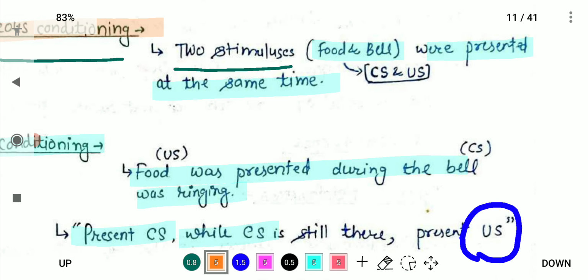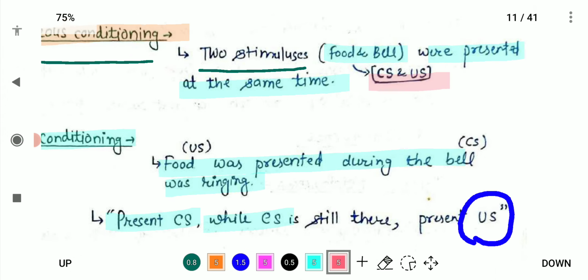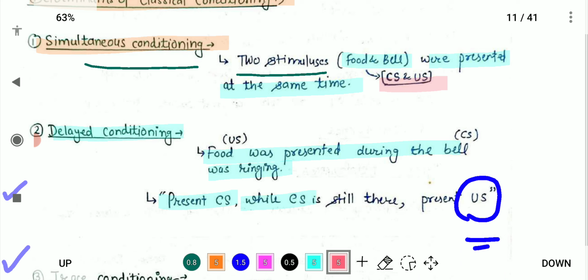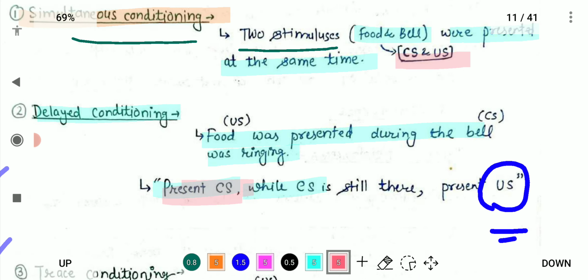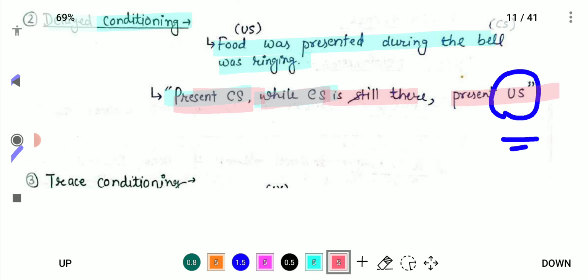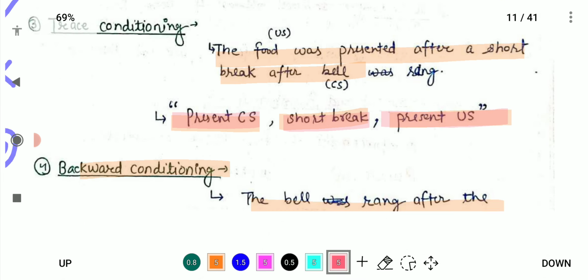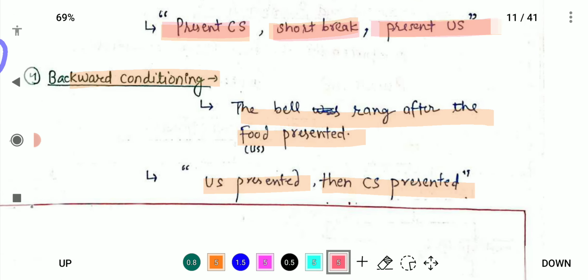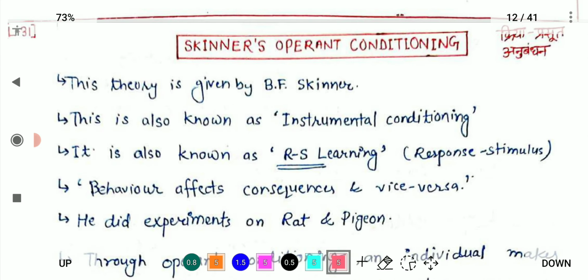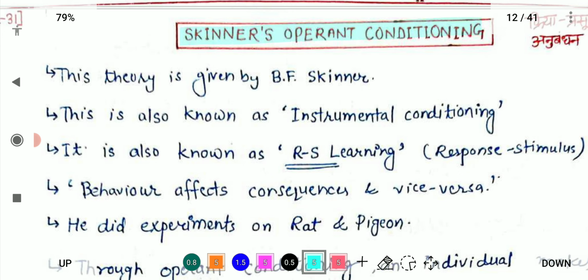Simultaneous means at the same time we have to present. Then delayed conditioning means present the conditional stimulus, and while the conditional stimulus is there, present the unconditional stimulus, but delay the unconditional stimulus. Trace conditioning means present the conditional stimulus, short break, then present the unconditional stimulus. Backward means the unconditional stimulus is presented, then the conditional stimulus. Understood?